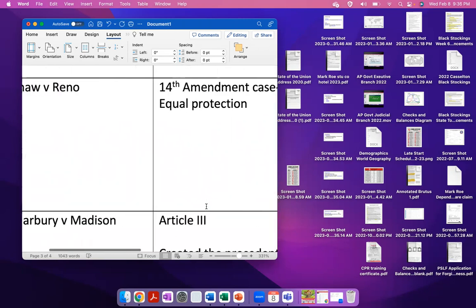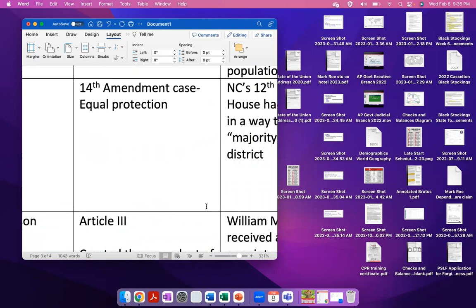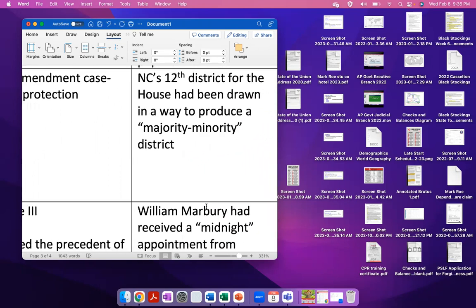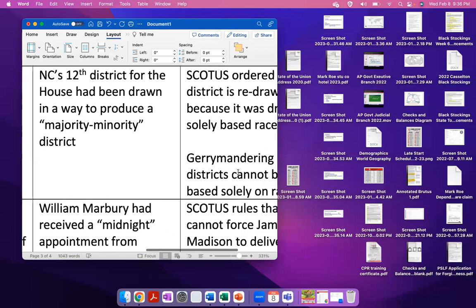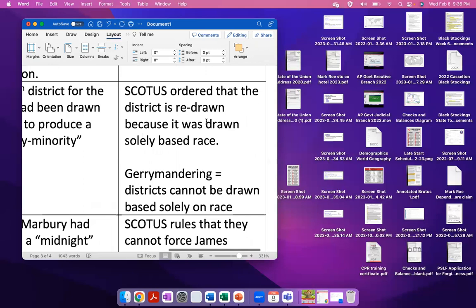Okay. Shaw versus Reno, similar, I guess, but this deals with majority minority districts. North Carolina had drawn a district that would have given a substantial amount of power to African-American voters. Okay, it gets challenged that, hey, this 12th district, I remember we looked at it in class, was drawn in a way to really give power to African-Americans so that they could elect perhaps an African-American representative to Congress. The Supreme Court is going to say, hey, you can't do that. That districts cannot be drawn based solely on race. Okay. And that's another thing the Supreme Court has said.